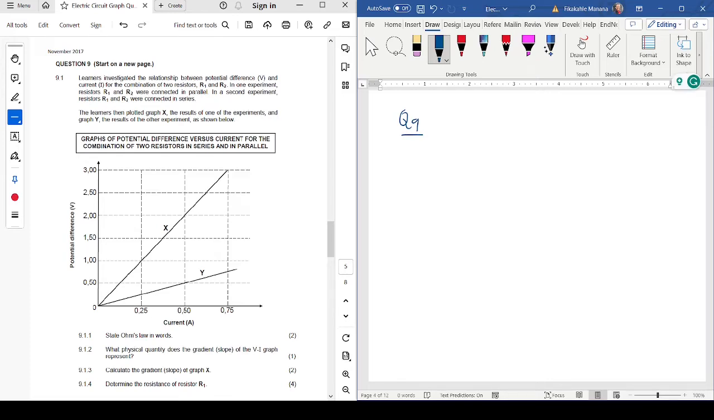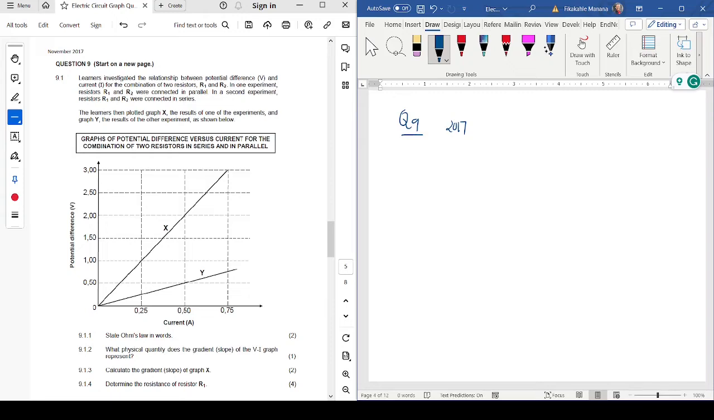So question 9 from 2017. It says learners investigated the relationship between potential difference and current. Okay, so in this case, potential difference over current will give you resistance. Not 1 over resistance, but basically resistance. And a potential difference and current for the combination of 2 resistors, R1 and R2.